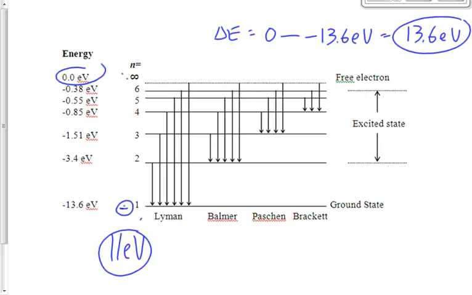10.2, right? We'd say negative 3.4 minus negative 13.6, it would be 10.2. Could it get to the second level? Yes, because 11 is more than 10.2. Could it get to the third level?